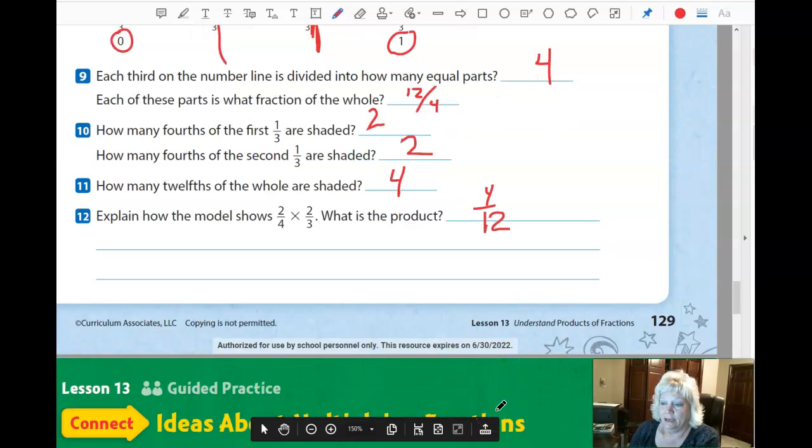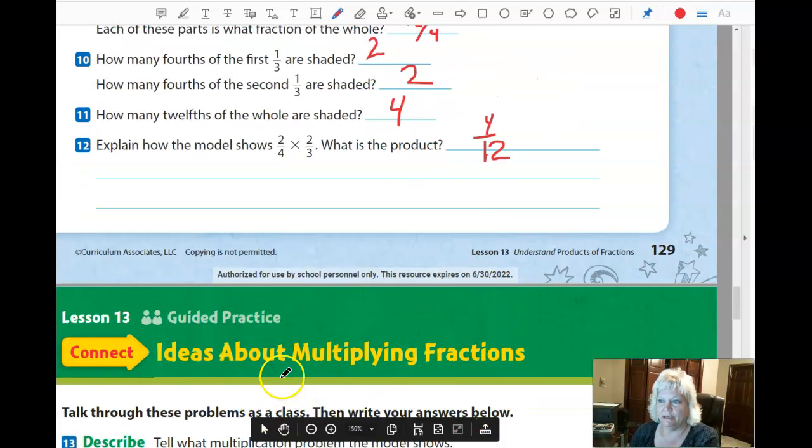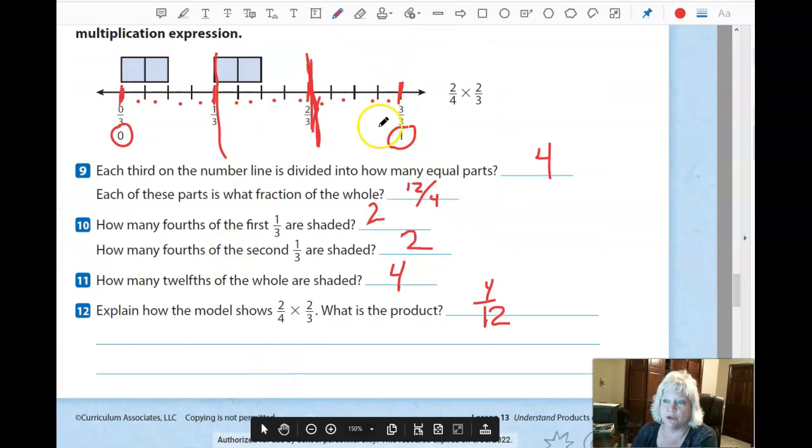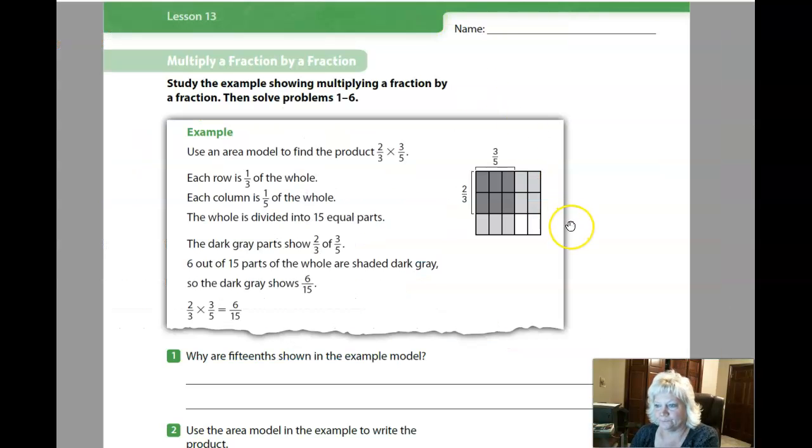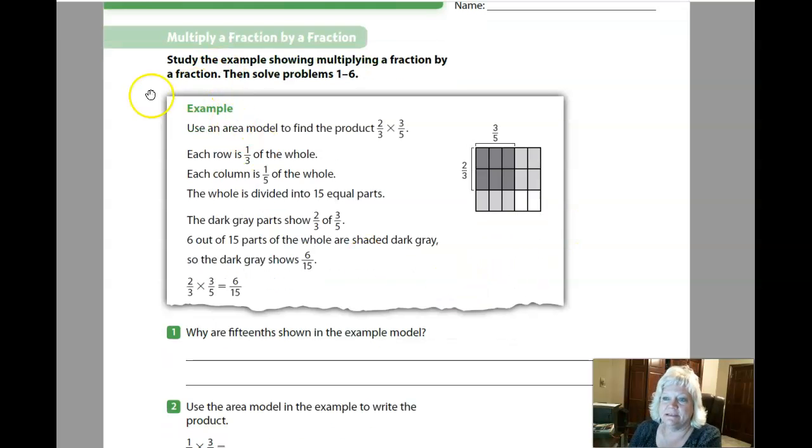Okay. Tomorrow or Monday, we'll be doing the guided practice part. But for today, that's all you have to do in this book. Go ahead and put that away. Now we're ready to look at your practice book. This example is important right here.